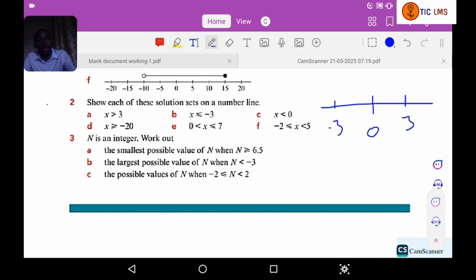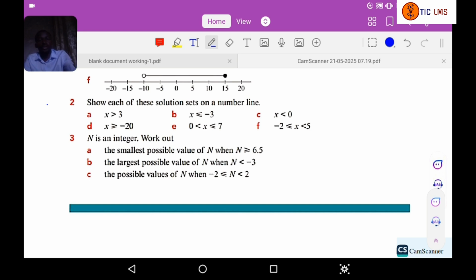So we draw a circle on 3 and then we take it to the right. That's the solution for x is greater than 3. And what are the values that are greater than 3? We talk about 4, 5, 6, and so on. Now let's look at the next one, which is B, which says x is less than or equal to negative 3.